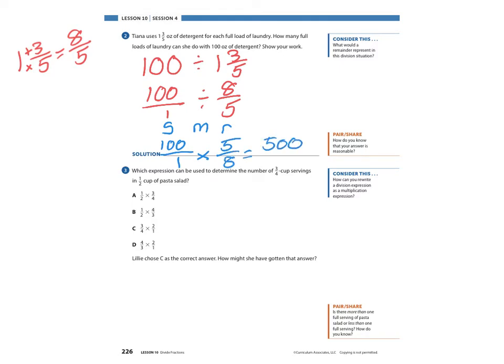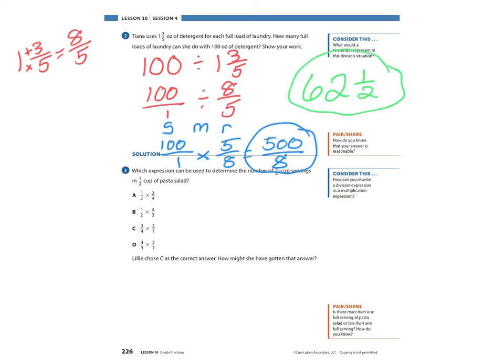So 500 over 8. Now, it does not say that you have to simplify this. But in a real life situation, if I was looking at this problem, 500 over 8 doesn't give me a lot of good info. I need to figure out how many 8s are in 500. Okay, to save you time here, because this problem has a lot of steps, 62 would be my whole groups, and then I'd have half of a serving. So I could do 62 full loads and then half of my next one.